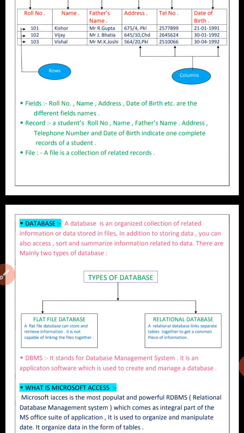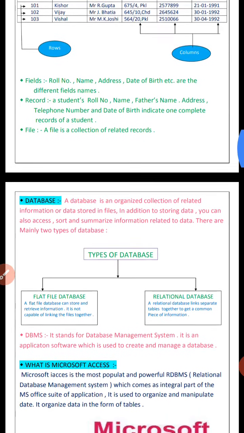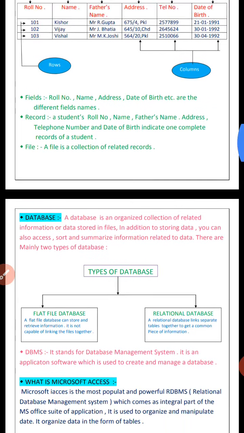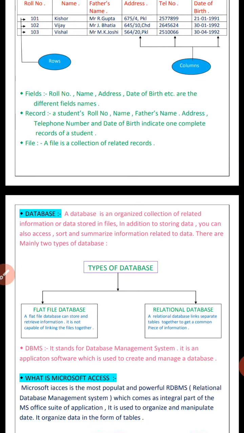Then types of database. There are mainly two types of database. First is the flat file database and second is the relational database. A flat file database can store and retrieve the information. It is not capable of linking files together. But a relational database links separate tables together to get a common piece of information.